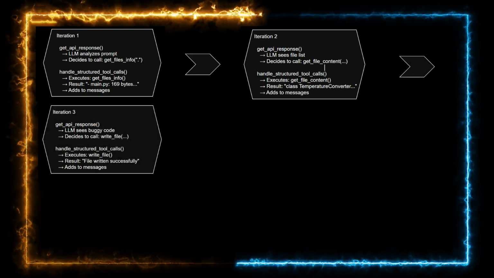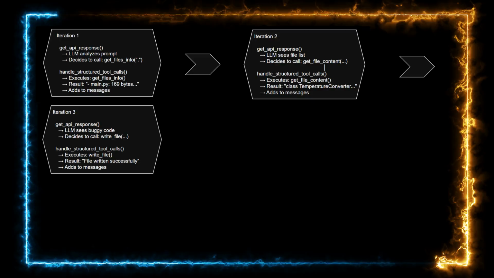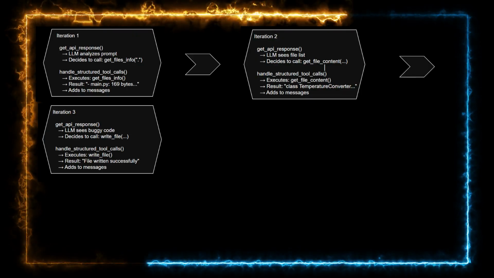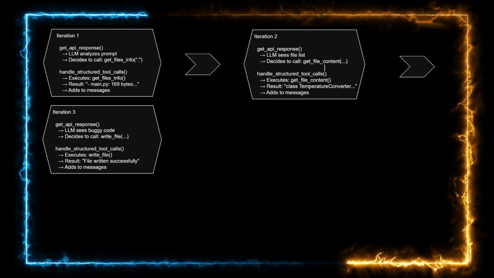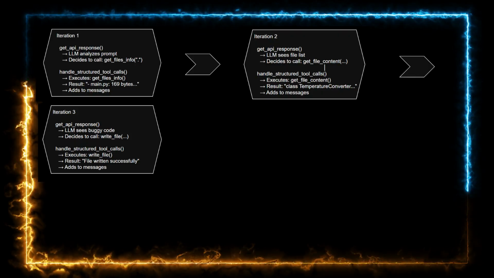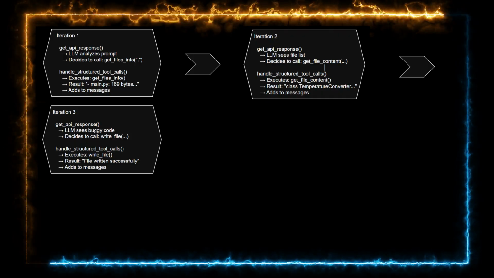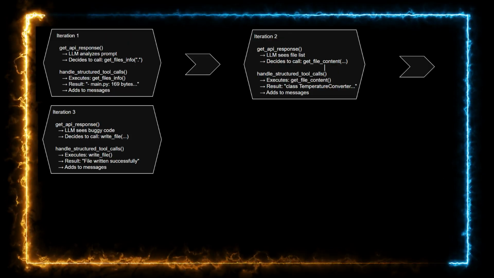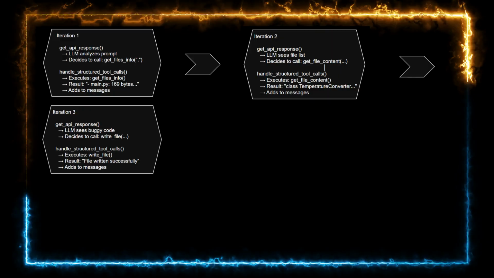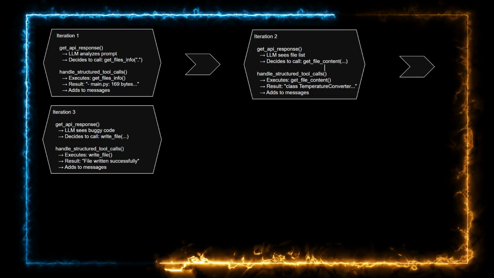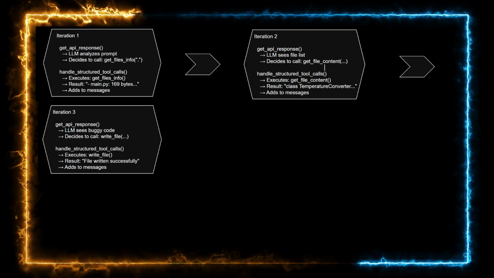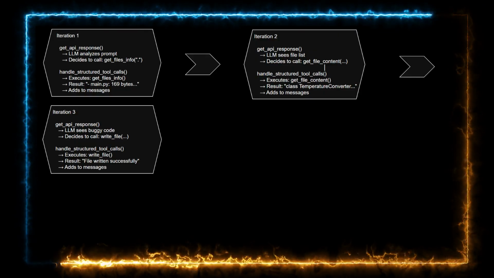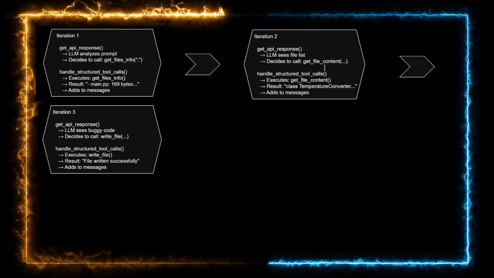On the third iteration, the LLM analyzes the code from iteration 2, identifies the bug, and decides to call the writeFile function to apply the fix. Next, handleStructuredToolCalls extracts the function name, file path as always, and corrected content, executes the writeFile function via the callTool function, and receives confirmation: file written successfully. This result is appended to the messages array as a tool response, so the LLM can verify the fix in the next iteration. The cycle continues with the updated context.